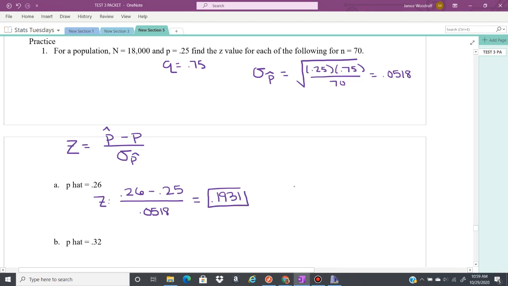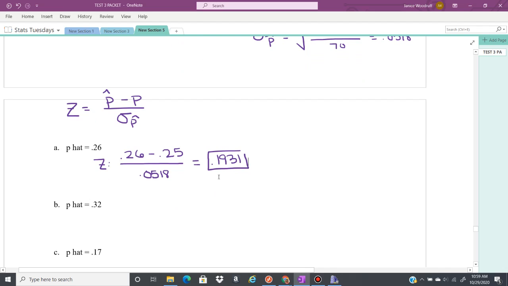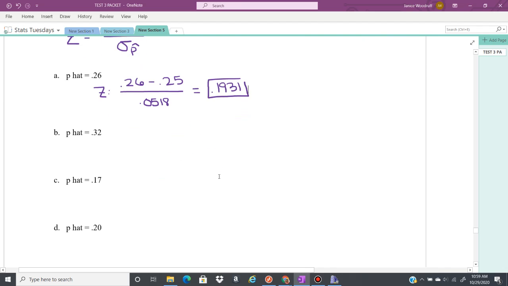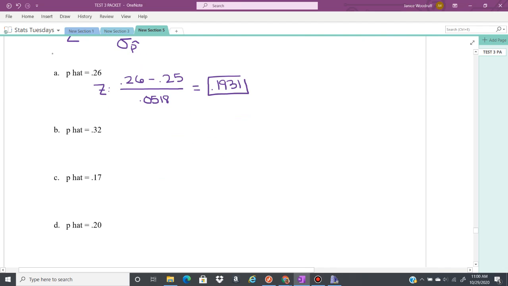And we just want the z value here, so we don't need to go in and find any probabilities. And then we're going to do that for each of these. So what's going to change in each of these is just this part right here.